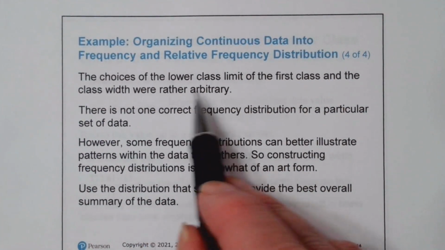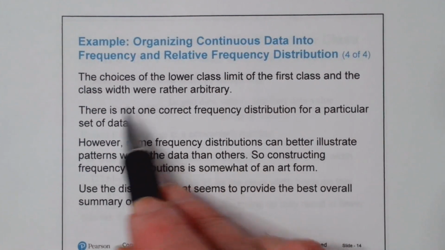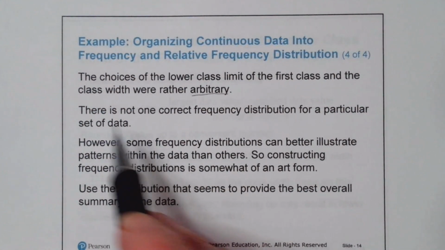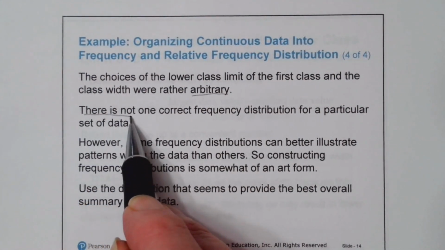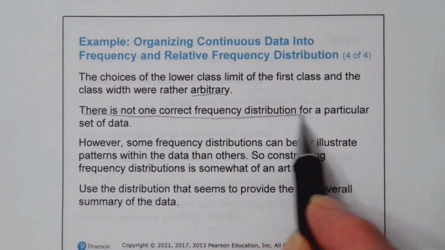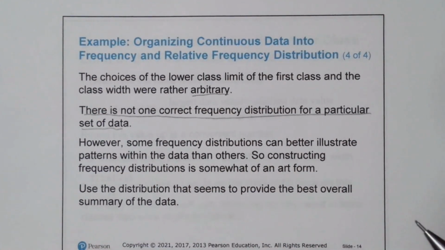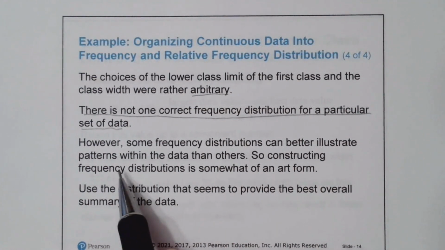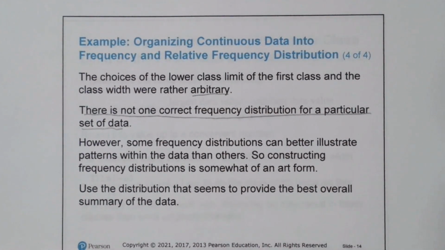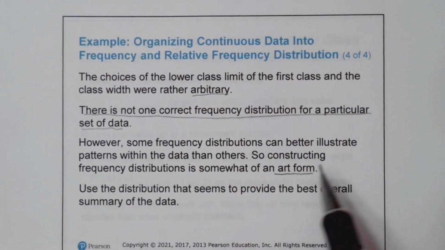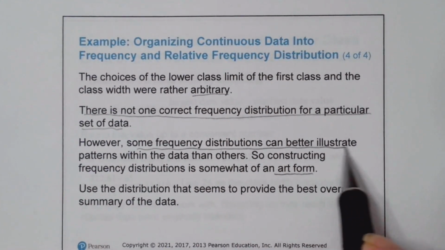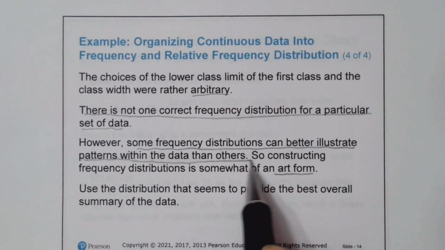So the choices of the lower class limit of the first class and the class width were rather arbitrary. We discussed that, and I want to emphasize this: there is not one correct frequency distribution for a particular set of data. However, some frequency distributions can better illustrate patterns within the data than others. So constructing a frequency distribution is somewhat of an art form.